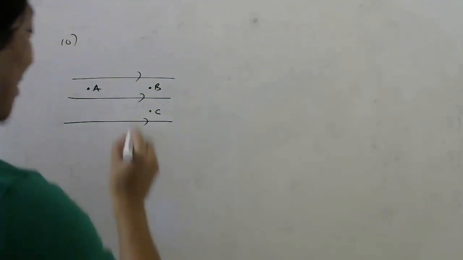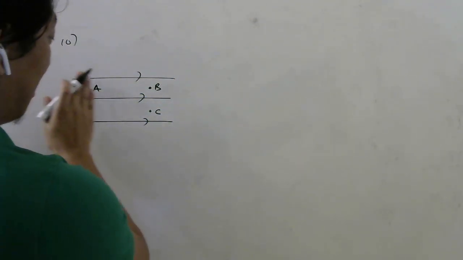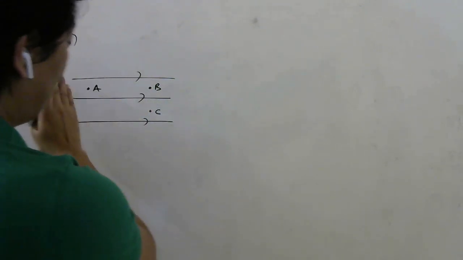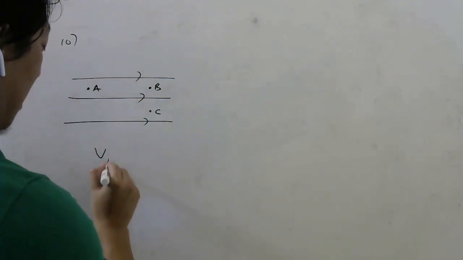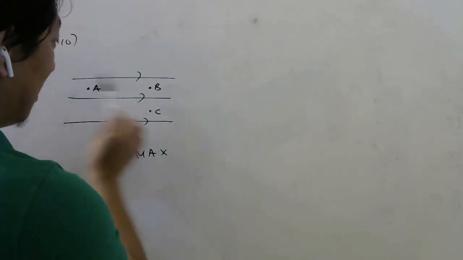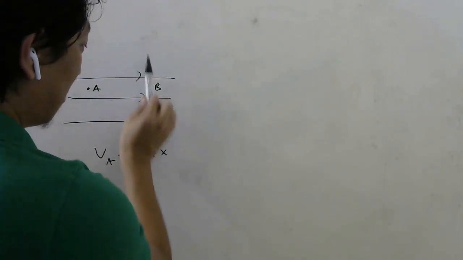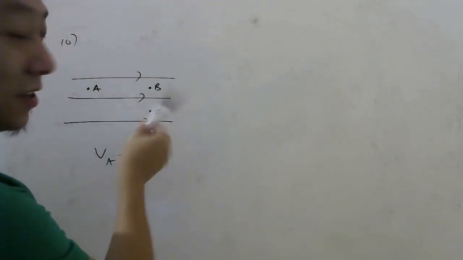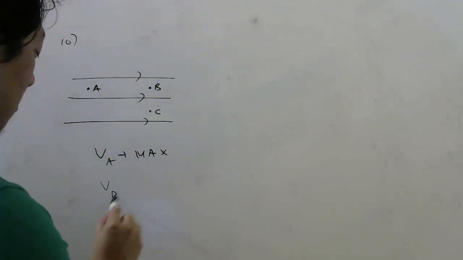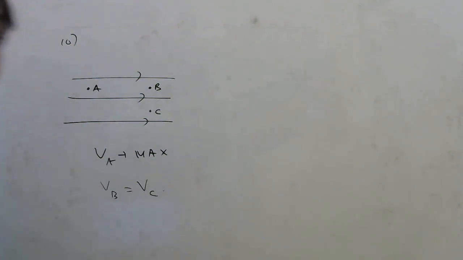Already you know, if you walk along the electric field, potential should decrease. So which one will you touch first? A. So A will be at the highest potential, maximum potential. But B and C, you can see this line is perpendicular to the electric field lines. So you will touch both of them together. So potential at B must be equal to potential at C.